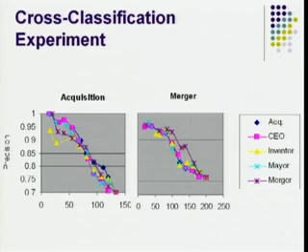So let's talk about the cross-classification experiment. Here, in each case, the predicate that we used to do the training was acquisition. And you can see the results when we use this as a model on all the other predicates. And this is when we used merger as the training predicate, and the result that we get on all the other four, including also merger.